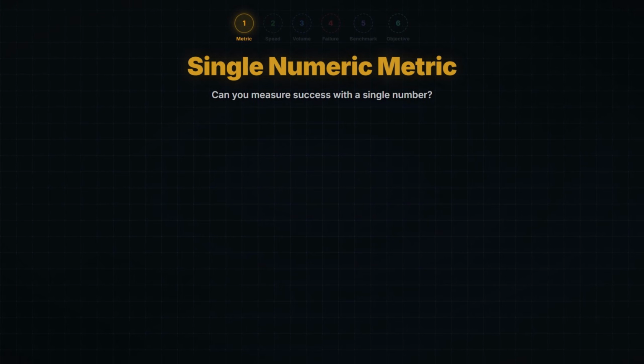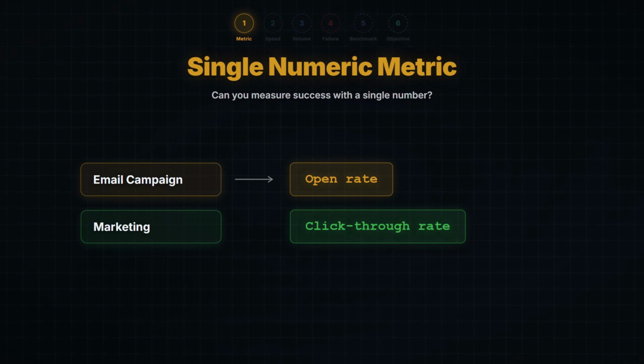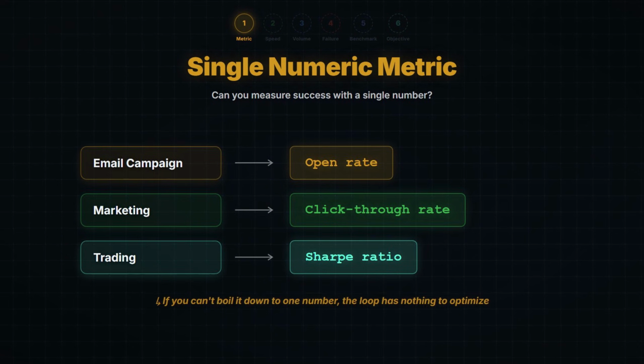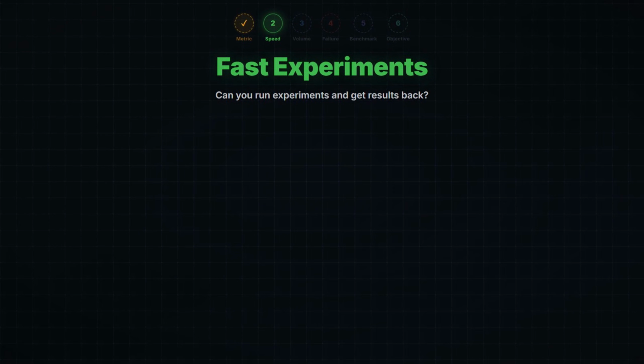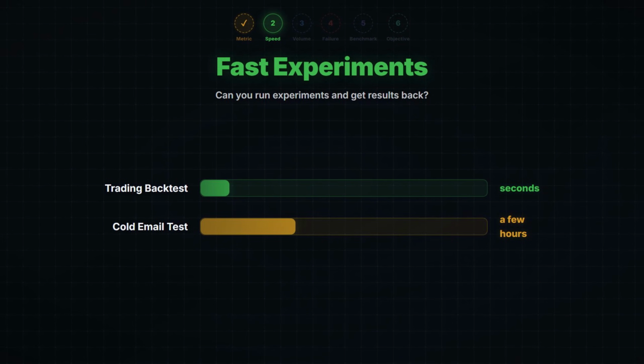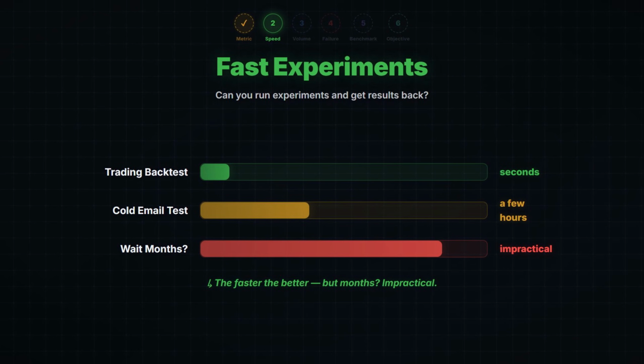1. Can you measure the success with a single number? For example, open rate, profit, click through rate. If you can't boil success down to one number, the loop has nothing to optimize. 2. Can you run experiments and get results back? And the faster, the better. A trading backtest takes seconds, a cold email test takes a few hours, and both work. But if you need to wait months for a test, this approach becomes impractical.